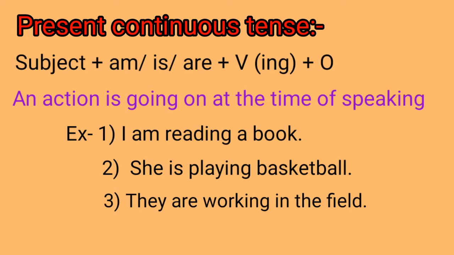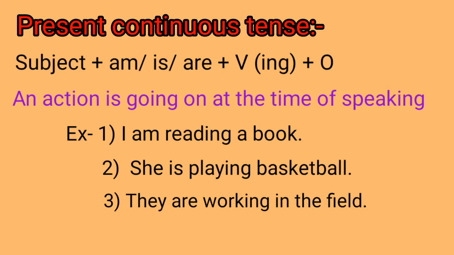In the third example, after they I use are because they is a plural subject and we have to use are with plural subjects. And after helping verbs, I used the ing form of the verb in each sentence, like reading, playing, and working. You can make more such examples by using any subject, then am, is, are, any one of them, and then use any verb with ing form.